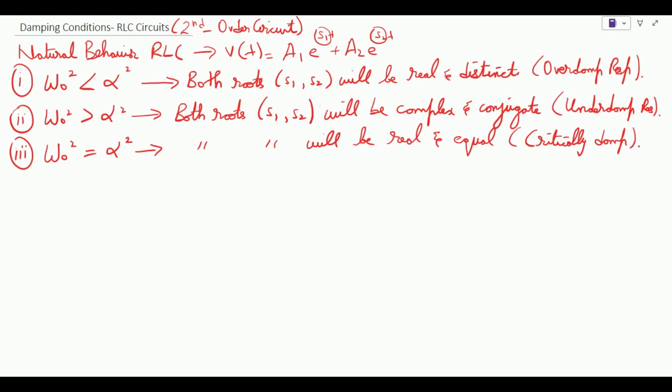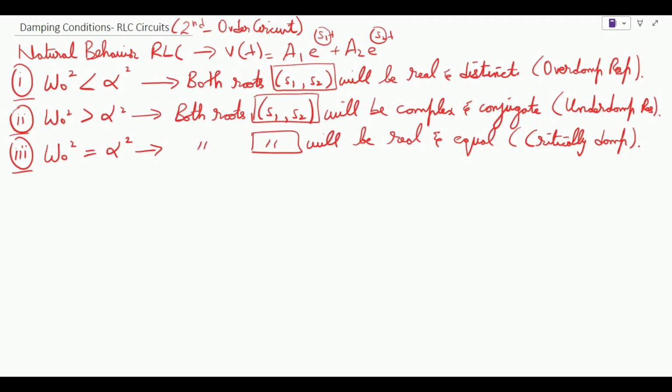So this is what we saw in our previous lecture, and in today's lecture, we are going to continue our discussion on the comparison between these roots, how they are going to behave, what the voltage equations or expressions associated with these three conditions are, and what the mathematical expressions for the roots S1 and S2 are for all these three possibilities. So let us see what happens for the overdamp condition.